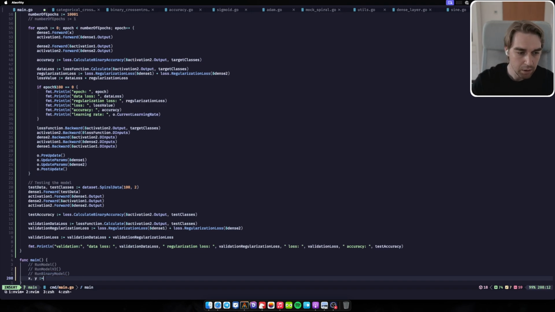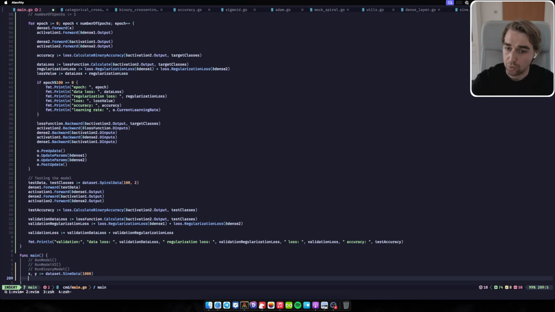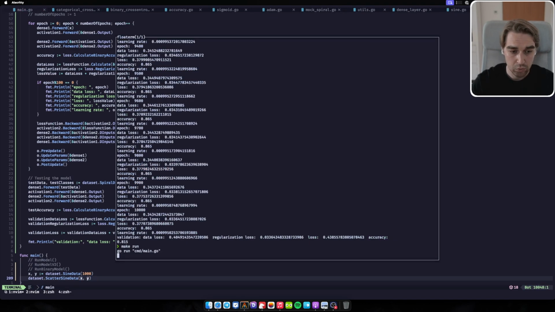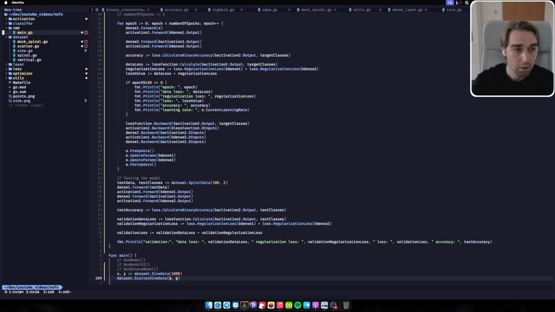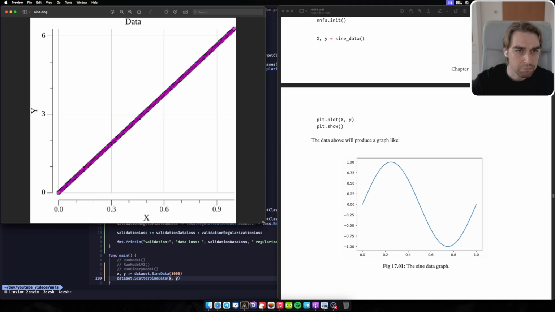No, let's try. First, I need to take the data from the data set, sign. Okay, 1000 could be good. Let's scatter sign data x and y. What it should do, it should create, right? How's it like this, right? And that's some shit. Doesn't look right, right?